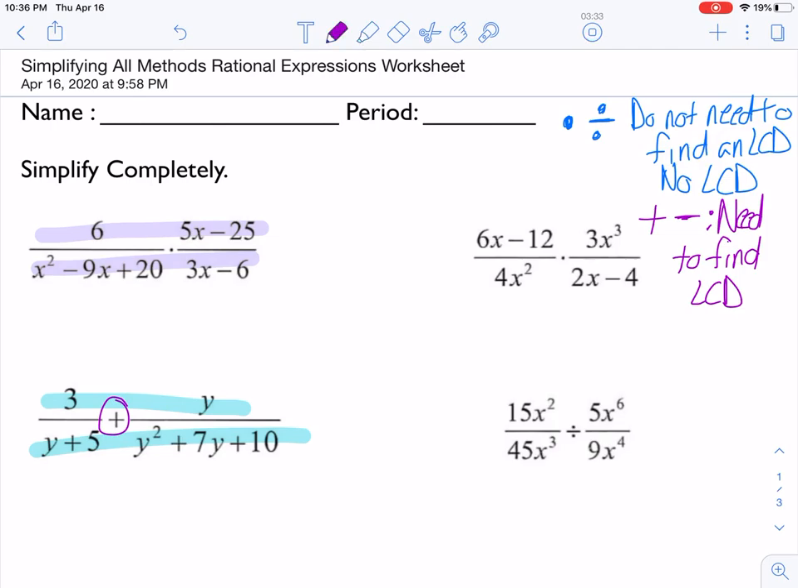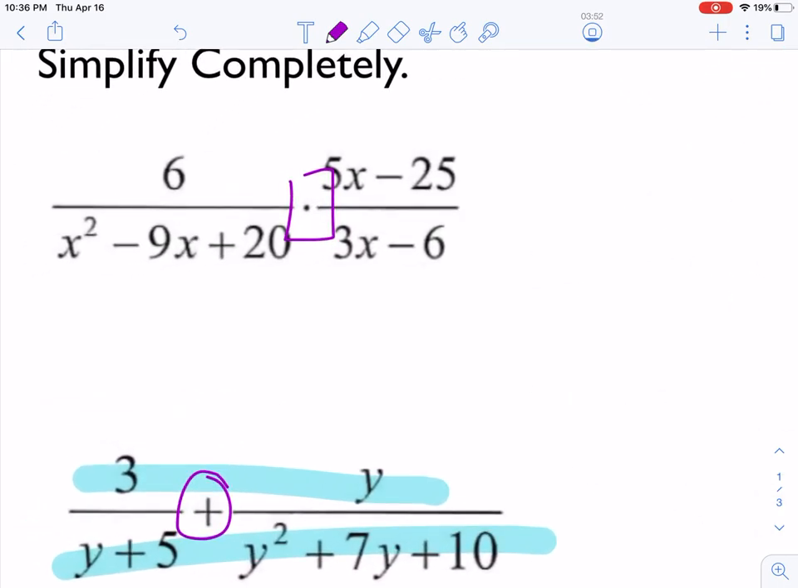So the first thing I look at in this top left question up here, I look at the sign in between, and there's a dot, meaning I have a multiplication problem. Over here in my cheat sheet, I have multiplication, do not find an LCD. So the first thing I'm going to do, if possible, is factor. So 6, obviously I cannot factor at all. But x squared minus 9x plus 20, there's a good chance I can factor that. So I'm going to go ahead and draw my 2 parentheses.